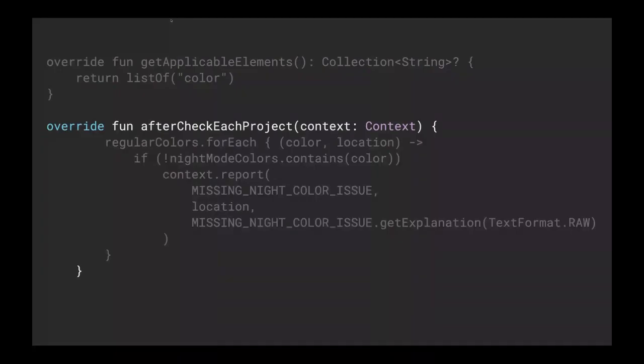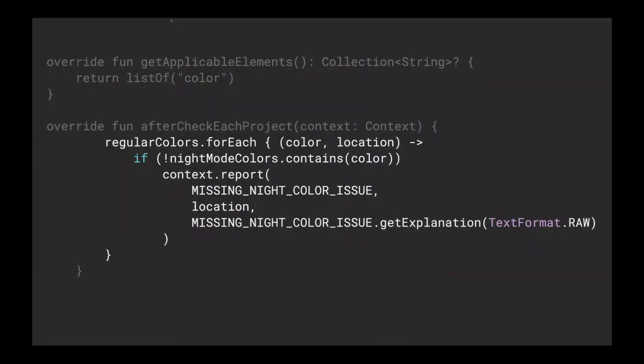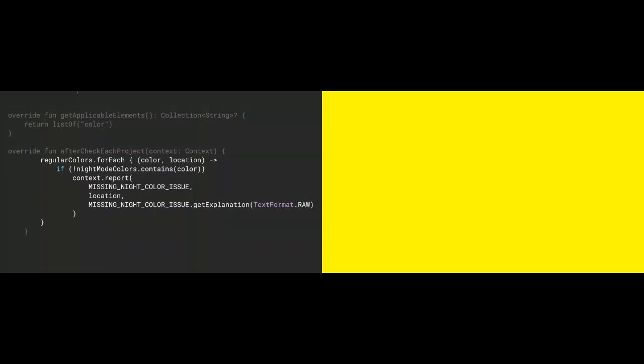And then finally, you can override another method, which is after check each project. Basically, this is a callback that you can use for when lint has gone through all your files. And here you have kind of a last chance to do a detection. You go through all your regular colors, and then you just check, do I have the same color in the night mode colors? If it's not there, then I just report a violation.